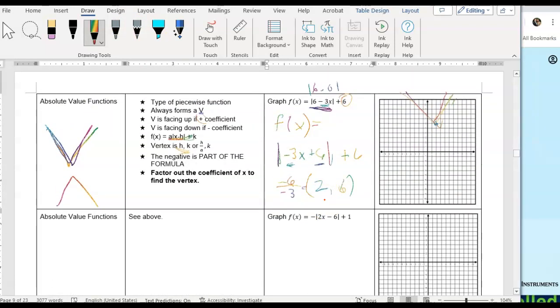This one, we have the negative outside, so I know it's going to open down, and again our vertex is h over the coefficient, so this is going to be 6 over 2 is 3. So 3, 1 will be our vertex. So 3, 1 is our vertex, and then it's open downward.